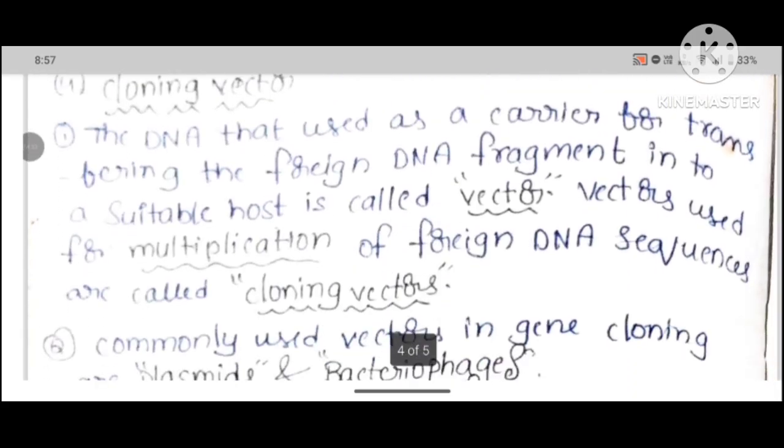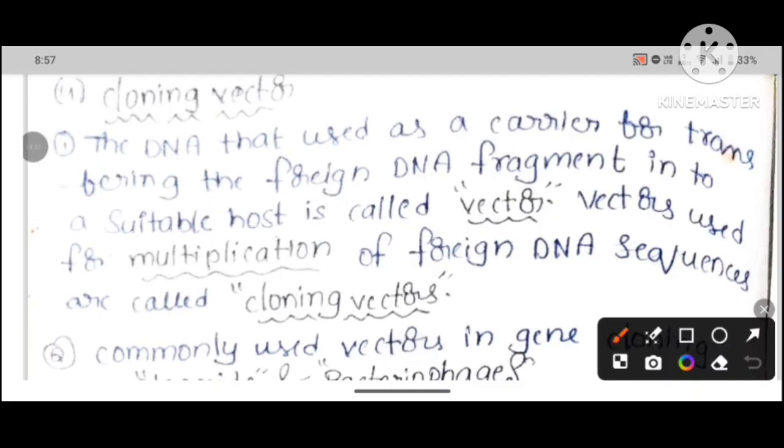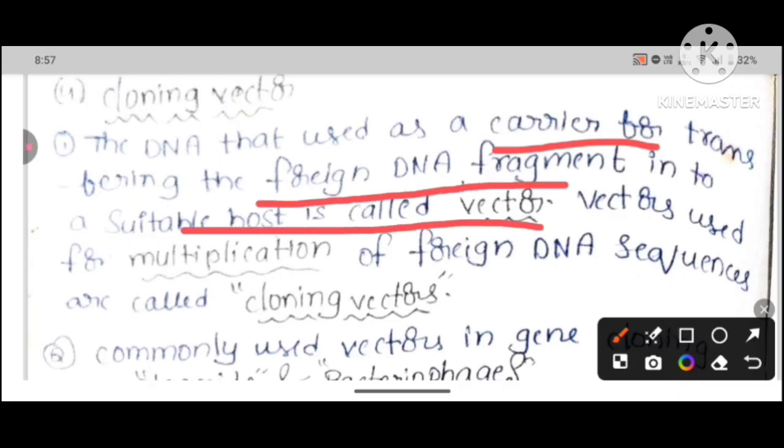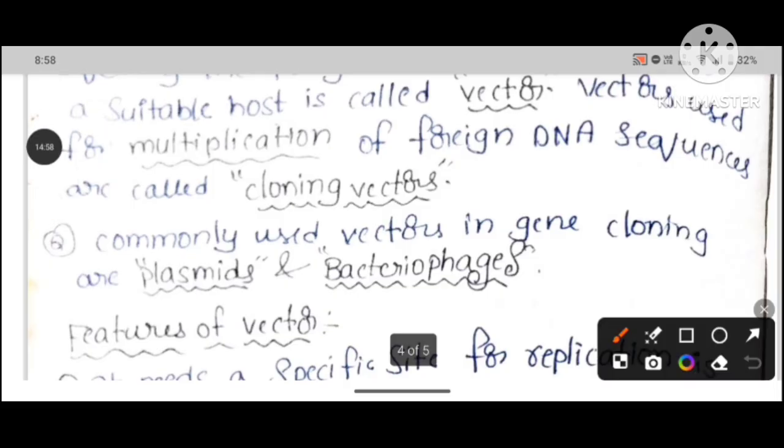And we have the cloning vectors in rDNA technology, which are very, very important. The cloning vectors are the carriers for transferring the foreign DNA fragment into a suitable host. Vectors are used for the multiplication of foreign DNA sequences, so these are known as cloning vectors. The commonly used cloning vectors are the plasmids. The plasmids are the most commonly used cloning vectors, and we also have bacteriophages.